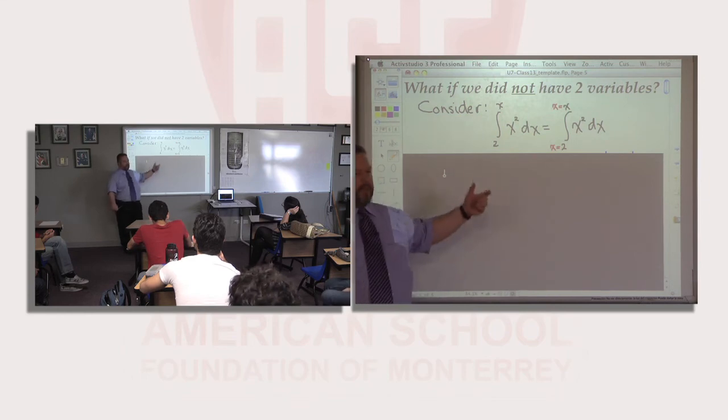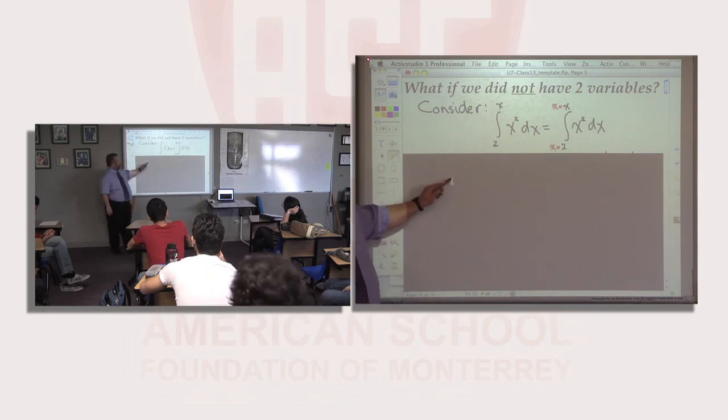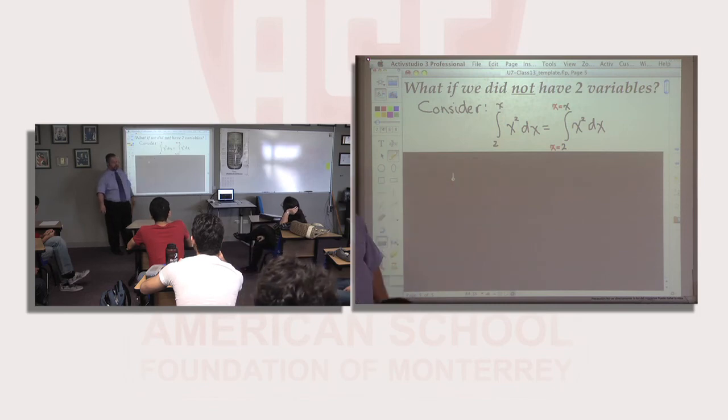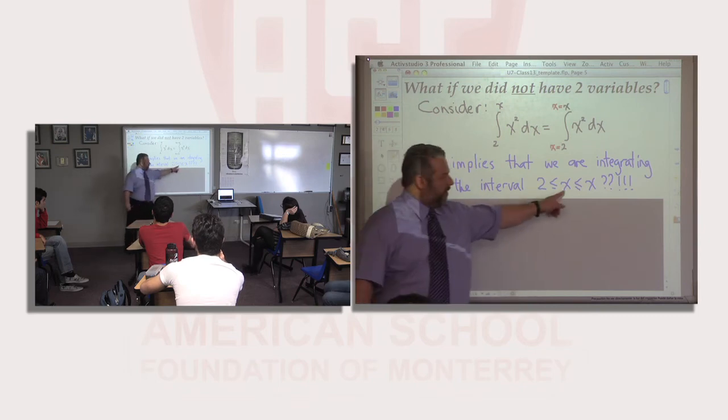What would my interval be? What would x be going from? X would be between what? What does it say? X is between 2 and x. Do you see why that's problematic? You see what's going on here? These are two different x's, aren't they?